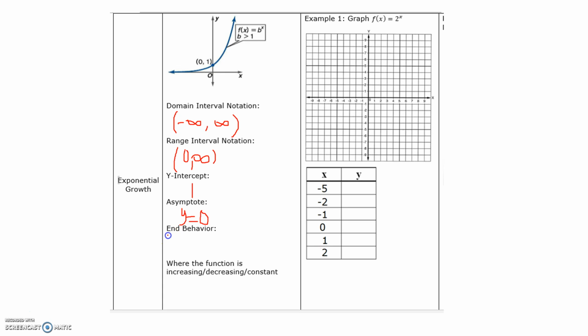And then my end behavior. As x approaches negative infinity, that's what's happening on the left side of my graph. This line, or f of x, is approaching 0, so I'm going to put f of x, or you could put y if you like y better than f of x, is approaching 0. And as x approaches positive infinity, my graph is going up or increasing, so f of x is also approaching infinity.